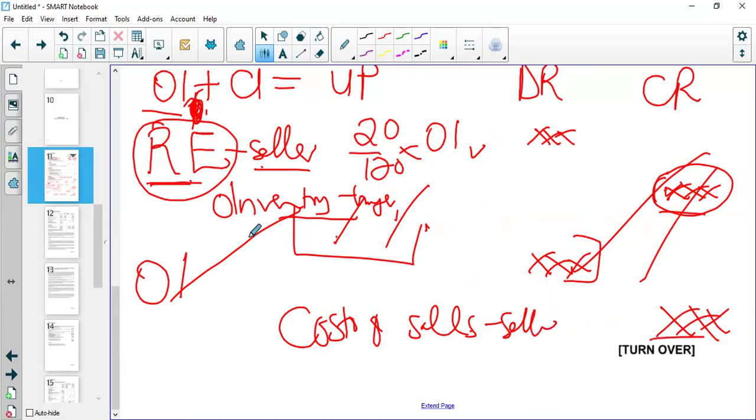So this is the journal entry you do. For unrealized profit in opening inventory, you debit the retained earnings of the seller with the unrealized profit in opening inventory. Then you credit the cost of sales of the seller again with the same amount. Okay, so that's what you do. That should not be too hard.